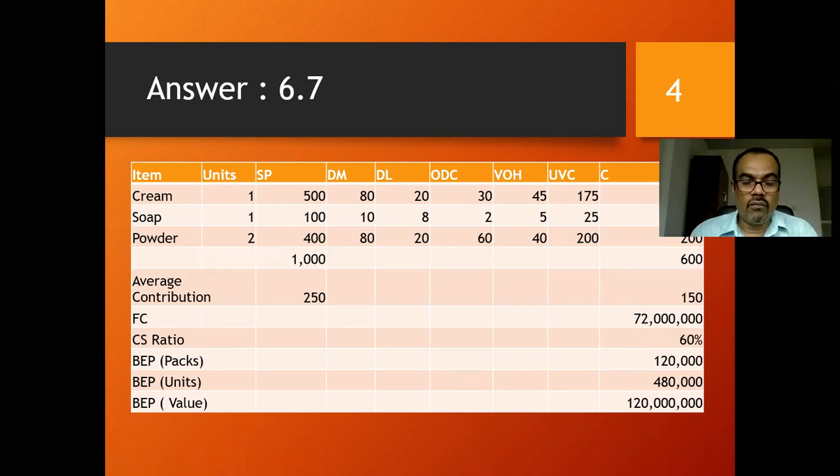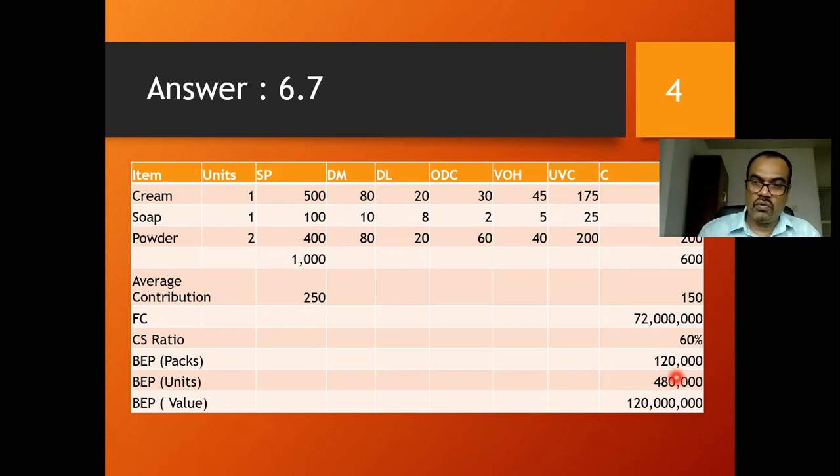Okay. One question, someone has asked, why is the average contribution calculated? Good question. So here, if you take 120, that is the number of bundles. In a bundle, there are 4. Therefore, the total number of units, the product mixture, cream, soap, powder, comes to 480. So you can calculate this 480 without calculating the average contribution, by 120 multiplied by 4, because you need to know the total number of units.